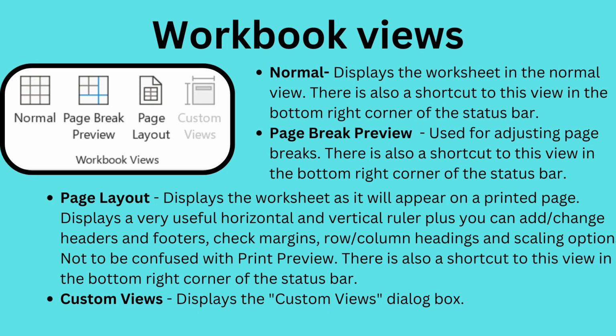Page layout. Displays the worksheet as it will appear on the printed page. Displays a very useful horizontal and vertical ruler, plus you can add or change headers and footers, check margins, row or column headings and scaling options, not to be confused with print preview. There is also a shortcut to this view in the bottom right corner of the status bar. Custom views. Displays the custom views dialog box.